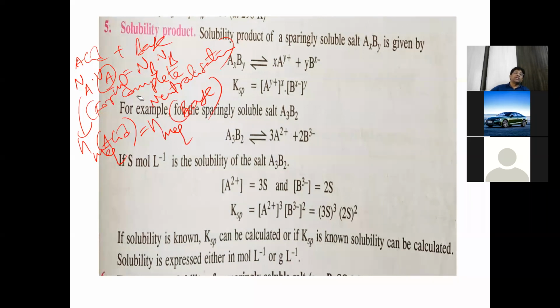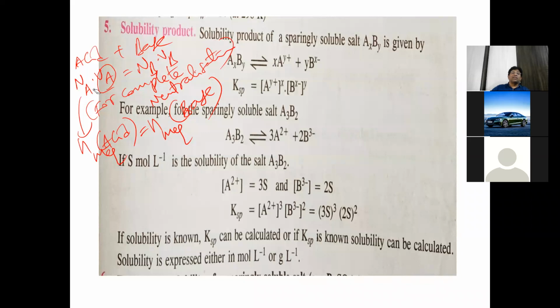For complete neutralization, what is the condition? NaVa, Na into Va must be equal to Nb into Vb. So normality into volume in ml is equal to what? Number of milli equivalents. So the number of milli equivalents of acid must be equal to the number of milli equivalents of base. Then the solution formed will be neutral. If NaVa is equal to NbVb, the solution formed must be neutral. Neutral means pH will be 7.